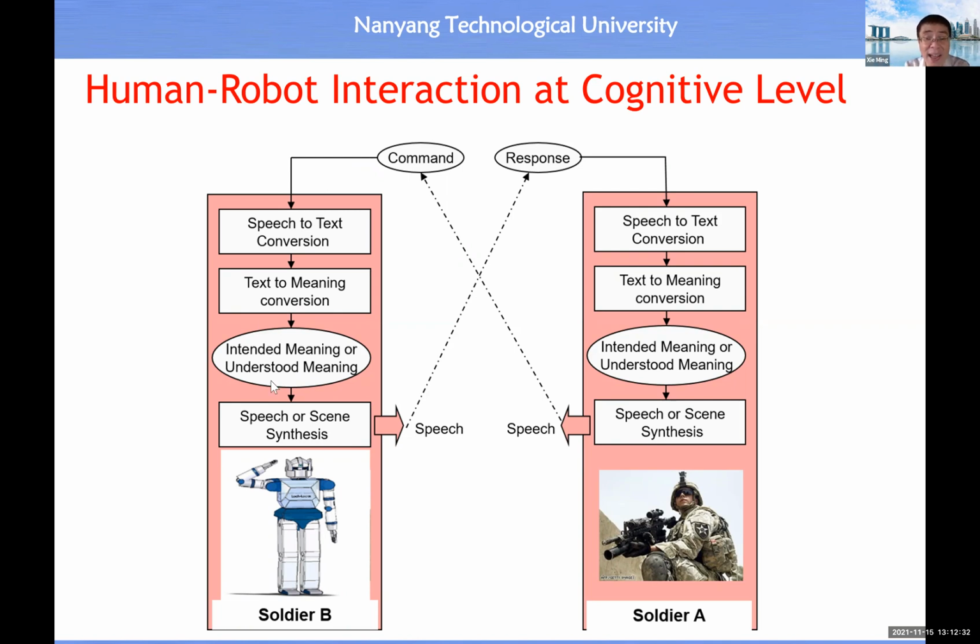Then at the robot side, a robot must have a similar mental capability. The first one is to convert speech to text. Second one is to convert text to meaning. And the third one is to store understood meaning and also to self-generate intended meaning and convert intended meaning written in the form of human language to speech. Then the robot must speak out the meaning in the form of a voice.